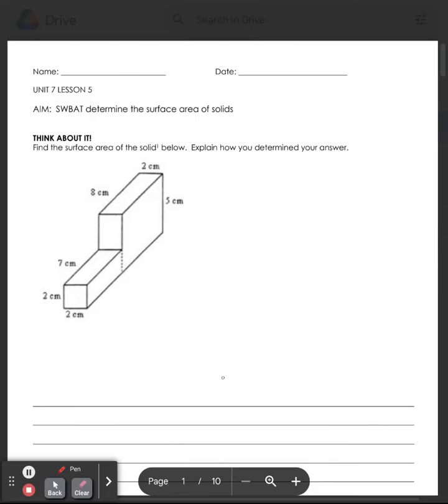Hey kiddos, in this video we're going to learn how to determine the surface area of solids, and in particular rectangular prisms. We saw in the other lesson how to calculate the surface area of a rectangular prism, where we take the length, multiply it times the height. Since there are two sides of that, we're going to add that to length times the width, and add that to width times the height.